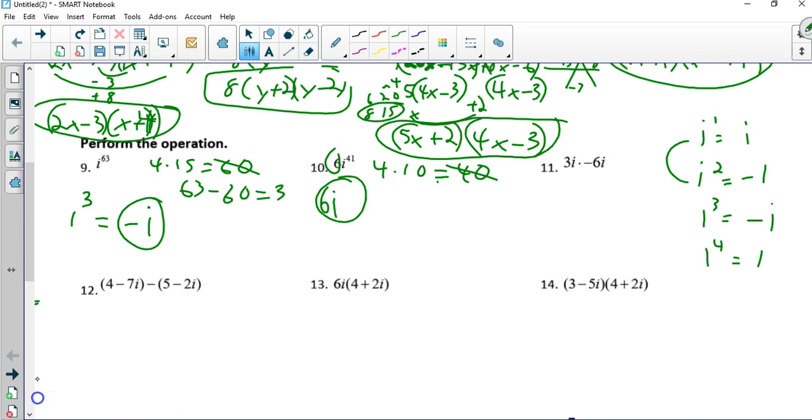Now here we're going to multiply the numbers, 18. And i times i is i squared. But this is also negative 18 because it's negative 6 times 3. Now remember, this is really negative 1. So negative 1 times negative 18 is positive 18.